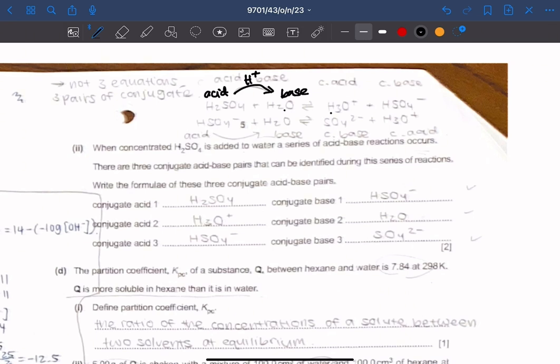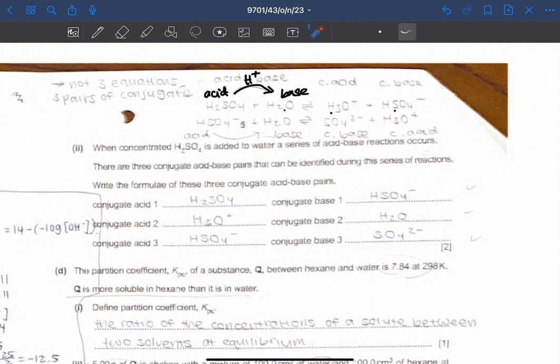H2O forms H3O+, and H2SO4 forms HSO4−. And because H2SO4 was an acid, HSO4− becomes a conjugate base. And then because H2O was a base initially, it forms a conjugate acid, and always with a reversible sign.